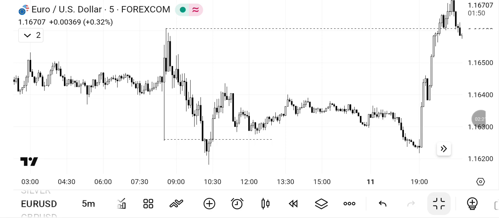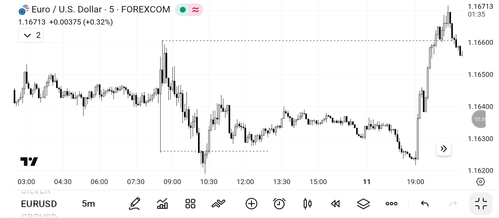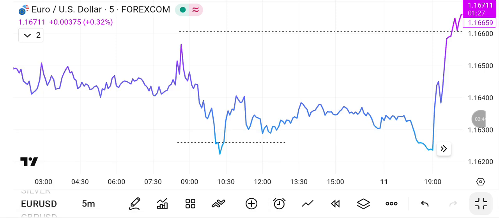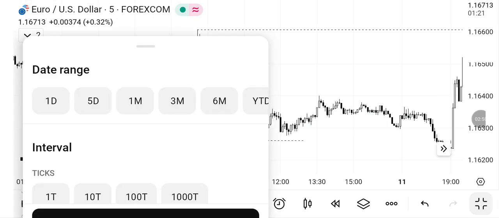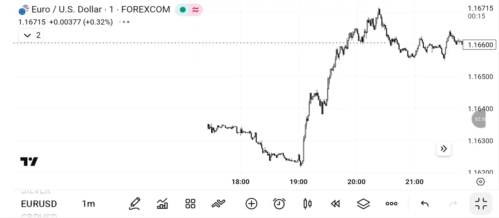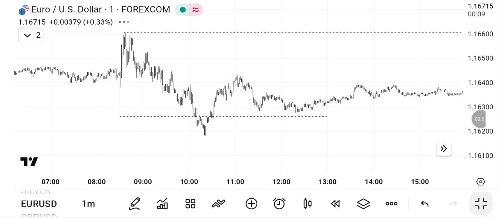So if you look here on the 5 minute, you might not see the market structure shift very well, right? So the thing that you can do is you can either go to a lower time frame than the current one that you are on, or you can actually switch to a line chart just like that. Or you can go to the lower time frame. So let's go to the 1 minute. So when we go to the 1 minute, this is how the chart looks, right?